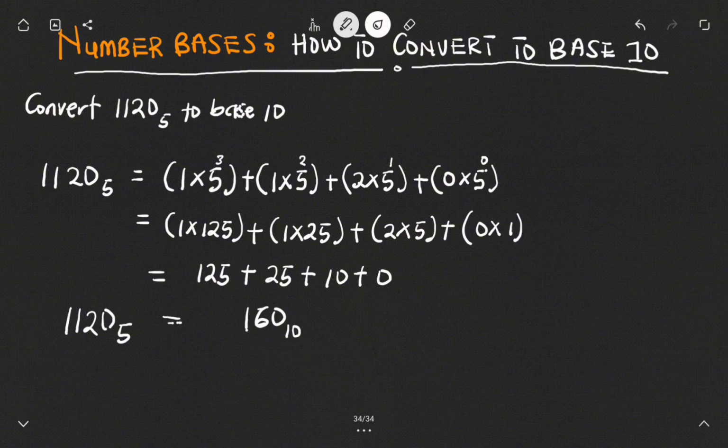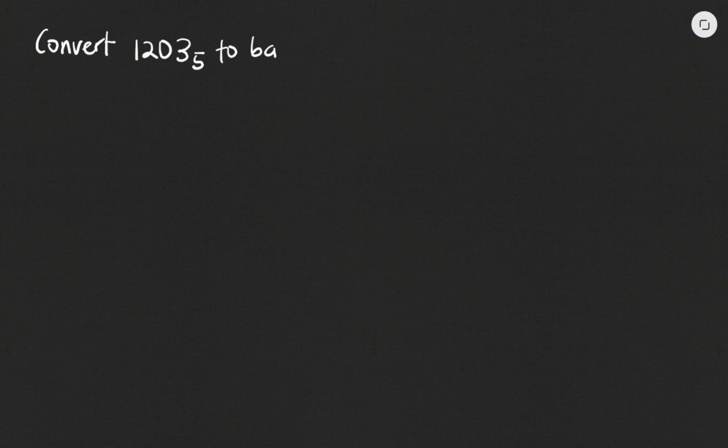All right, let's have a look at another example. So we are to convert 1230 base 5 to base 10 numeral. Okay, so let's proceed to look at our solution. So we have 1203 base 5 to base 10 numeral.